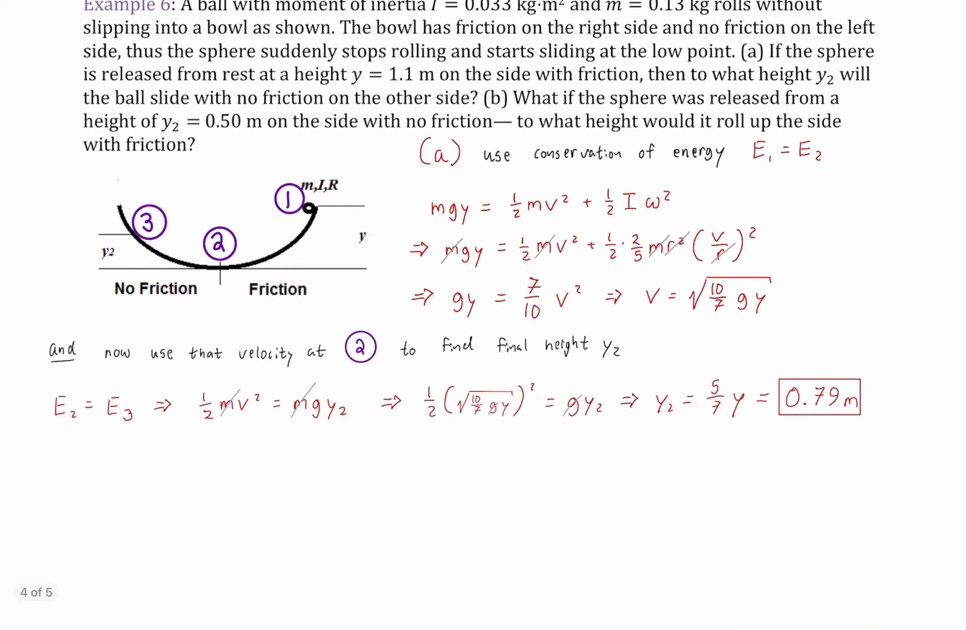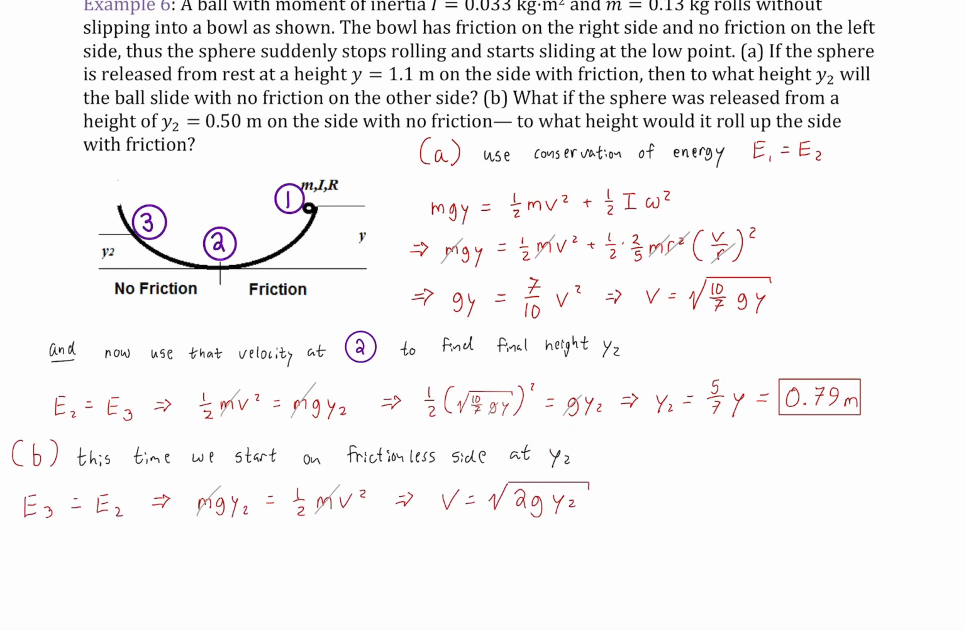What if we go the other way? All right? Because hopefully that kind of makes sense, seems believable. What if we release the ball at point 3, have it slide, then start rolling, and then roll up to a certain height? Okay? Will it roll higher than when it started? That can't be right.